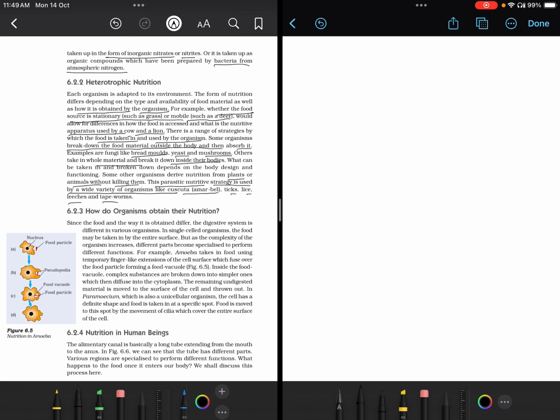Now, how do organisms obtain their nutrition? Since the food and the way it is obtained differs, the digestive system is different in various organisms. In a single-celled organism, and let me remind you, single-cell organisms like amoeba, the food may be taken in by their entire surface, but as the complexity of the organism increases, different parts become specialized to perform different functions.